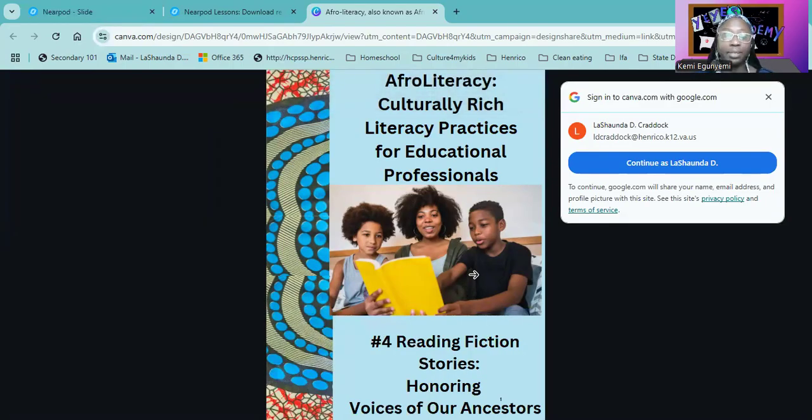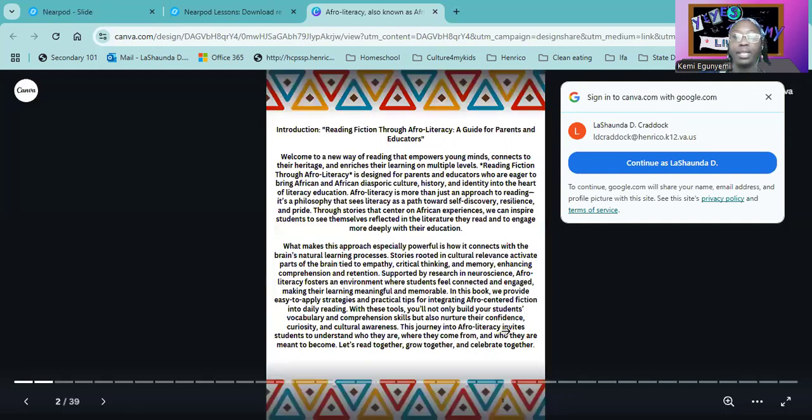And so I have a book, a series. It's going to be a series based on vocabulary, reading fiction, reading nonfiction, and writing. So I have one collective book that has over 100 lesson plans, and then I will have individual books that will have the pedagogy of why we do the things that we do. All right. So this is book number 4, honoring the ancestors.